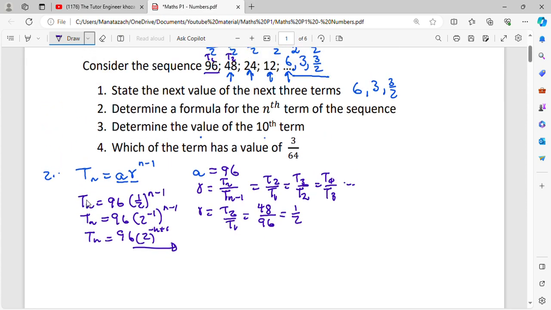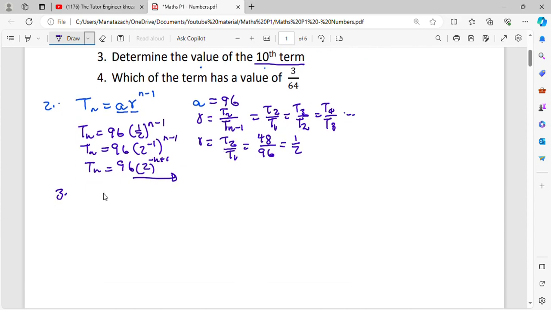Okay, then let's go to number 3. Determine the value of the 10th term. To determine the value of the 10th term, we'll take our general formula. Instead of an n, you put a 10. So where you see an n, you're going to replace it by a 10. So here you have minus 10 plus 1.